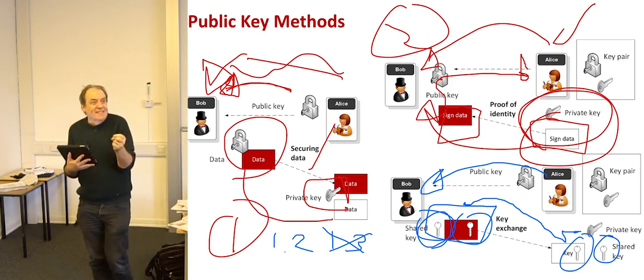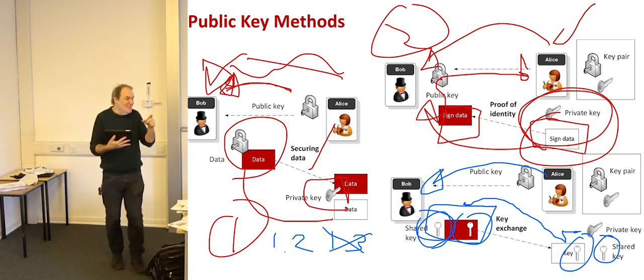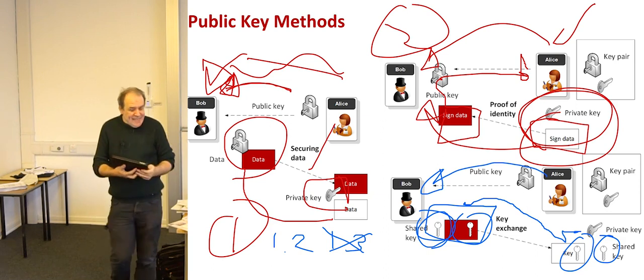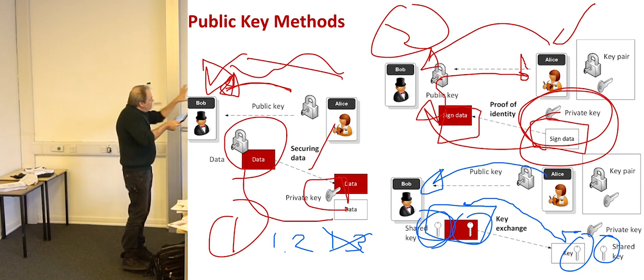The best one is two-way, or mutual authentication, mutual signing, where they can both authenticate each other. Okay, so try and cement that.